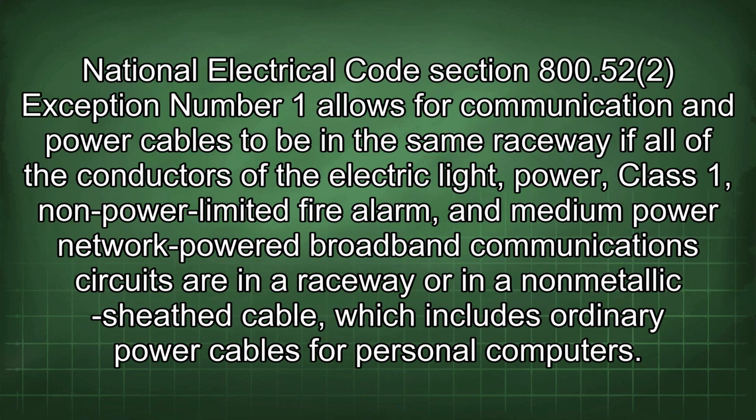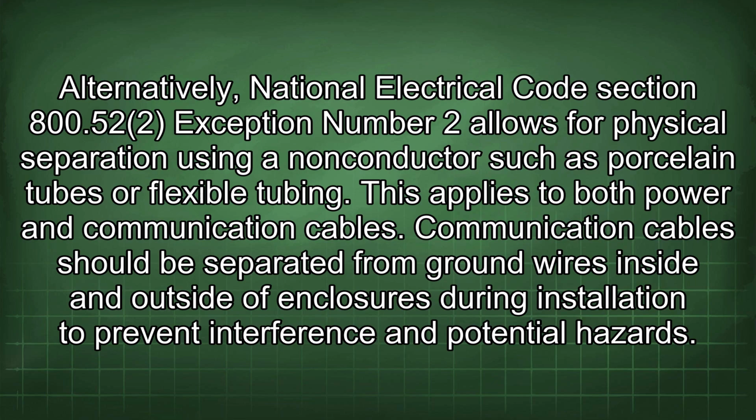National Electrical Code Section 800.52 exception number 1 allows for communication and power cables to be in the same raceway if all of the conductors of the electric light power, Class 1, non-power limited fire alarm, and medium power network powered broadband communication circuits are in a raceway or in a non-metallic sheath cable, which includes ordinary power cables for personal computers. Alternatively, exception number 2 allows for physical separation using a non-conductor such as porcelain tubes or flexible tubing. This applies to both power and communication cables.